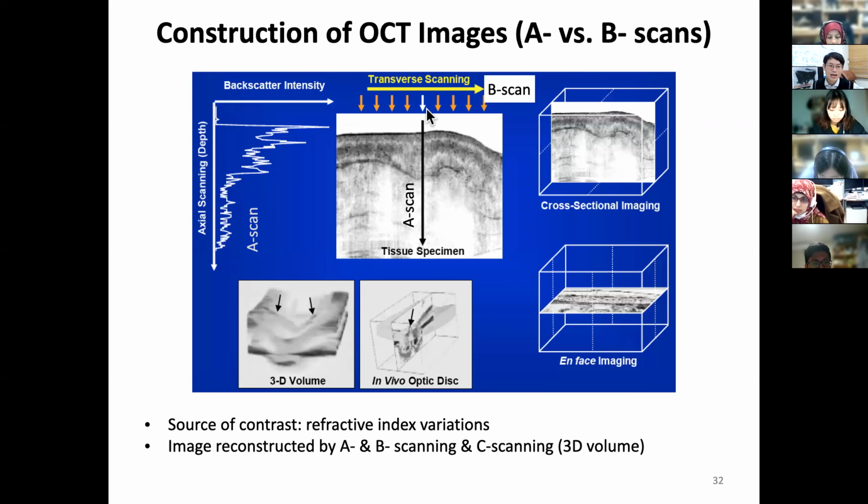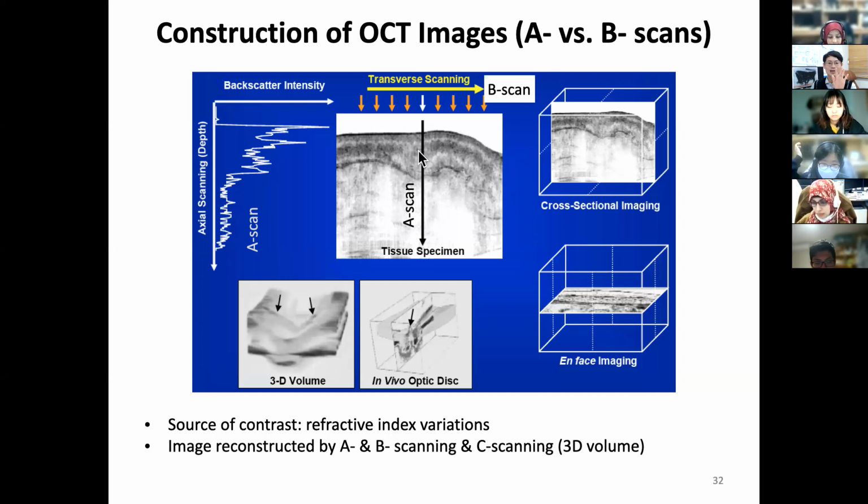Because right now what I explained to you is only an axial scan, one line, and you get this signal, backscattered intensity along this line. Okay, that's an A scan, but I want to have a 2D image. Then you just scan to the side, either the sample or your beam. Then you have this nice cross-sectional image. So that's a B scan.